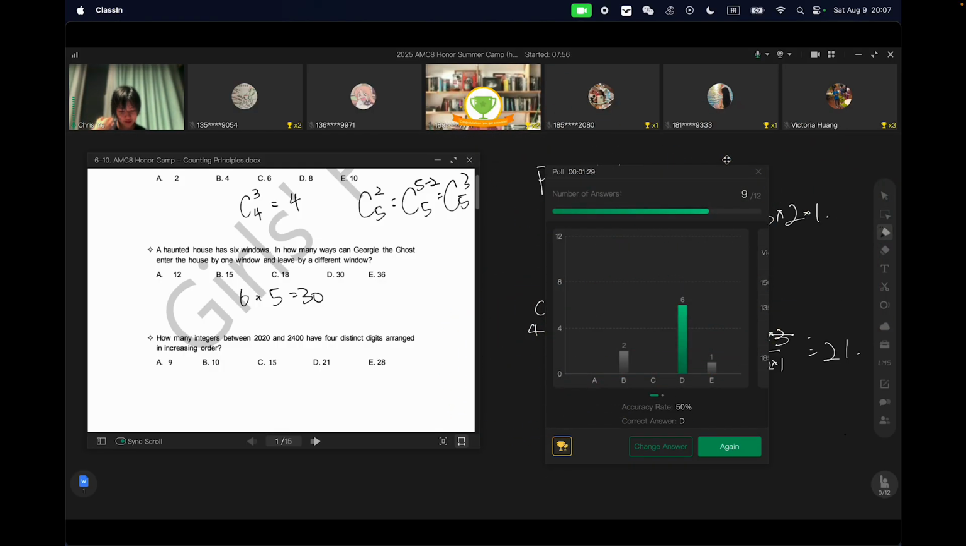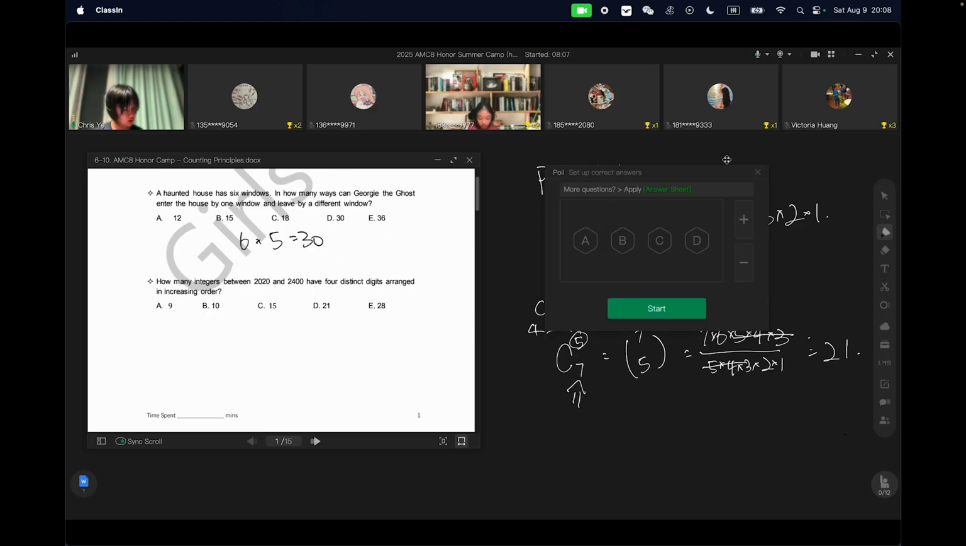So since there are 6 windows, and if you already chose one to enter the house from, there are 5 left to choose from to leave. So the answer is going to be 6 times 5 equals 30. And now let's do our last one. Let's see.